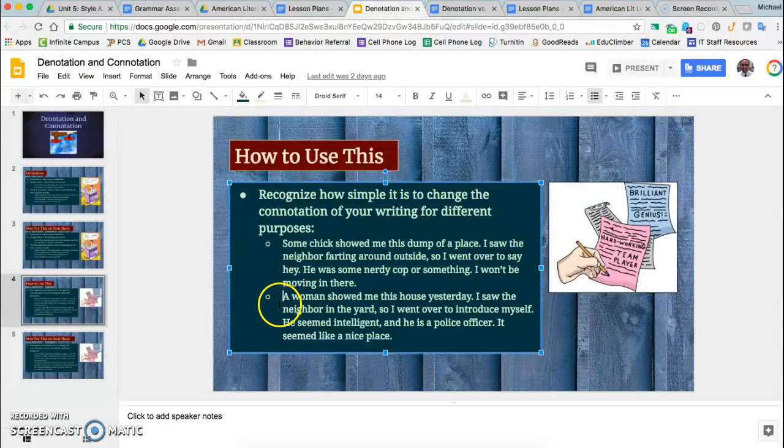The bottom one shows kind of the opposite, where if you were very impressed with the place, or at the very least you wanted to be respectful toward the people you're describing, you could say something more like this. It means the exact same thing, other than the actual connotation of all of it.